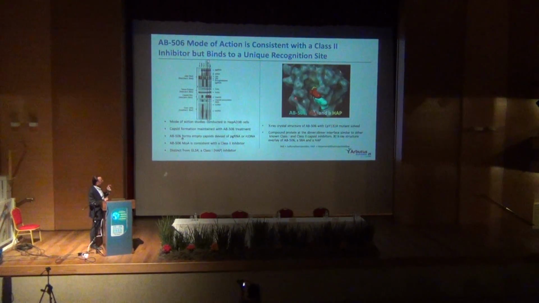What we also show, we got a co-crystal structure of these molecules. And AB506 shown in the aqua here, the sulfonylbenzamide shown in the red, and the HAP shown in the yellow over here, actually have somewhat different binding modes here. And this will be important later on to show.